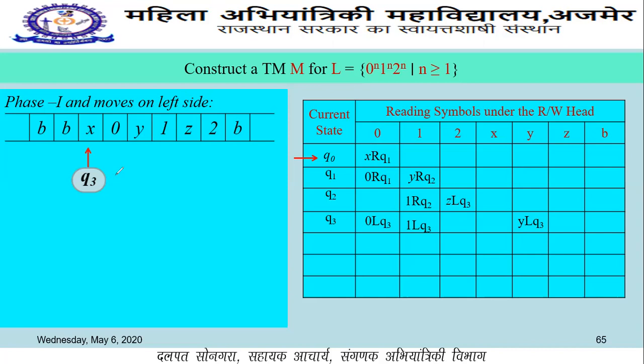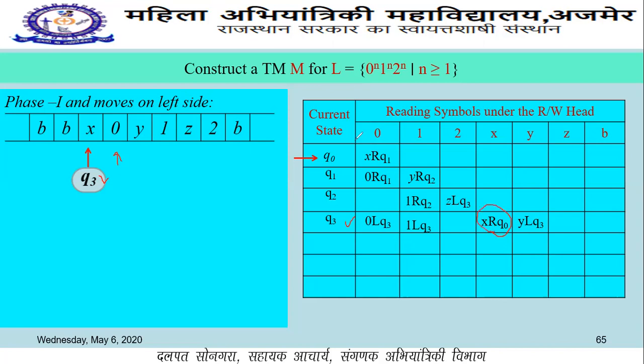Whenever we read x at q3, then we just change the state again into the initial state and take a right turn. So we again come to this situation. For that we first write a transition function. The transition function is like this: whenever you are at state q3 reading x, then x is replaced by x, taking a right turn, and the state changes into q0. This is the transition function.